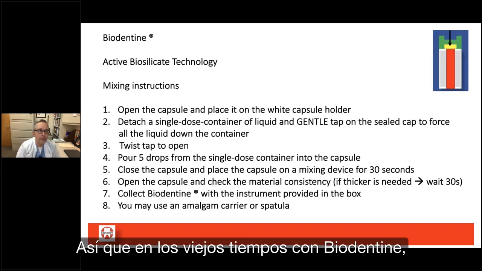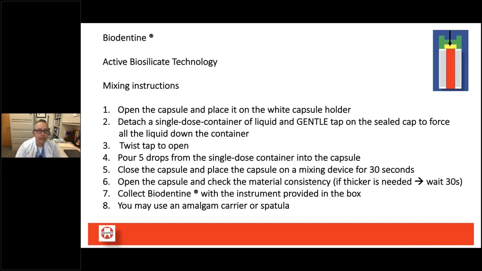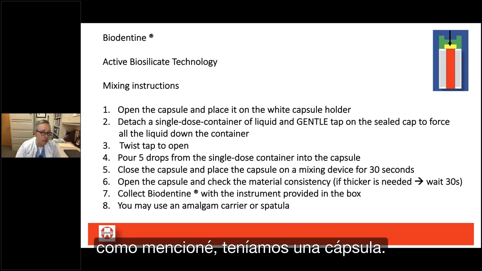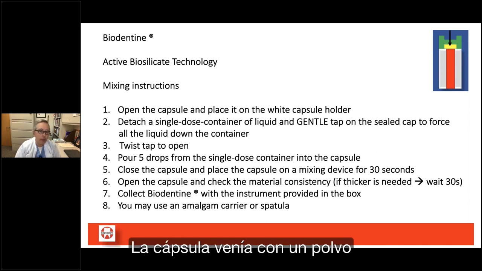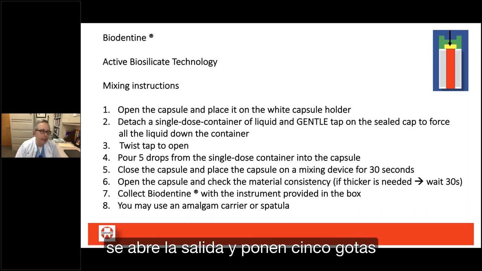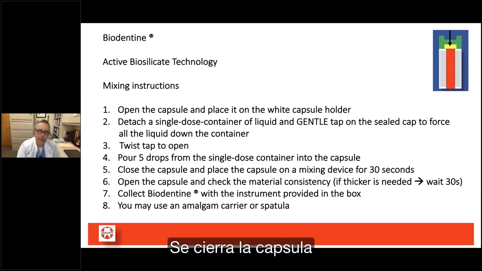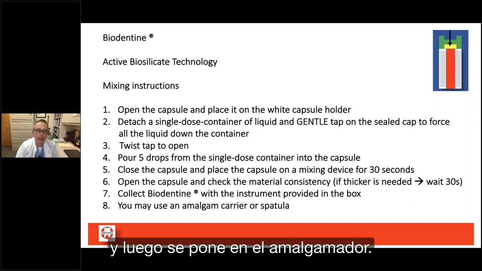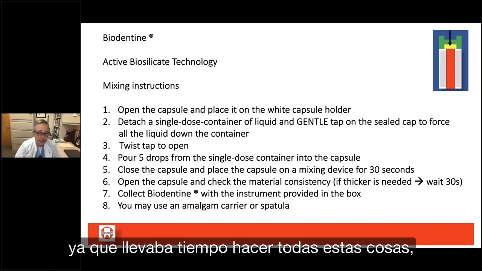So in the old days with Biodentine, as I mentioned, it was a capsule. The capsule would come with a powder, and then you open the capsule, and you have a little bottle with the liquid. You detach 1 single dose of the liquid, you open the little tap, and then you pour 5 drops in the single dose container, you close the capsule, and then you put that in the amalgamator. So please count the time. It was time doing all these things.